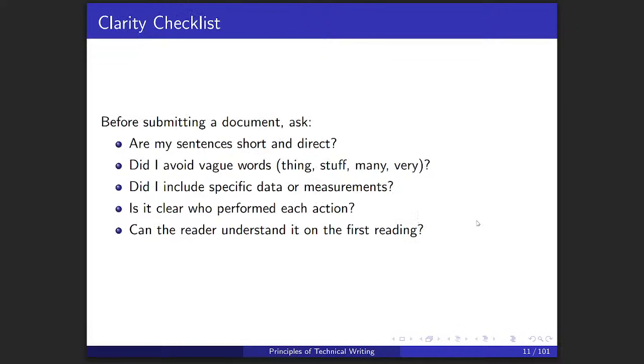Okay, now I have given a clarity checklist here. Before you submit a paper or any document, ask: are my sentences short and direct? That is the first question. Did I avoid vague words? Did I include specific data or measurements? Which means instead of saying high temperature, use 90 degrees. That gives clarity to people reading your paper.